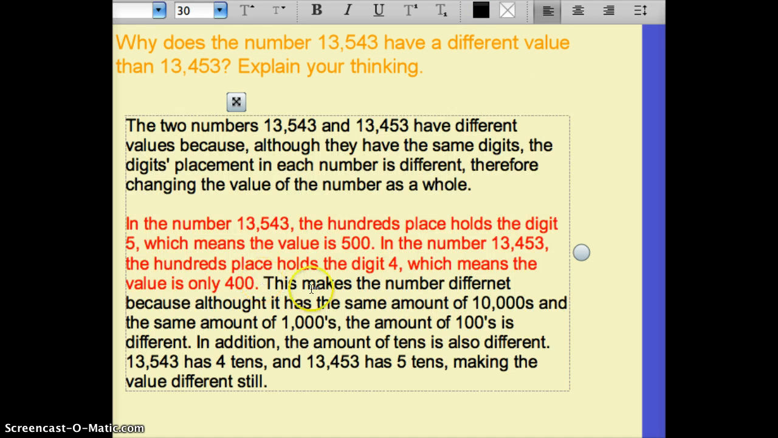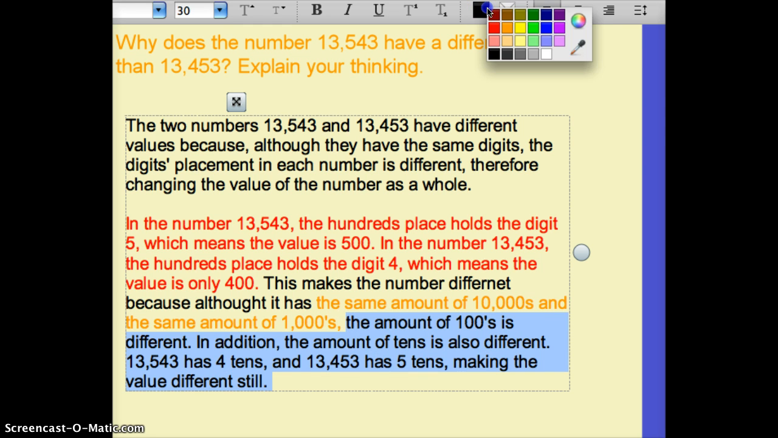Now, I also mention what they have the same. They have the same amount of 10,000s because a 1 in both numbers falls in the 10,000s place. They also have the same amount of thousands because a 3 in both numbers falls in the thousands place. I could also go as far as to mention the 3 in the ones place if I wanted. So this is just touching on the similarities, and then I get back to the differences.